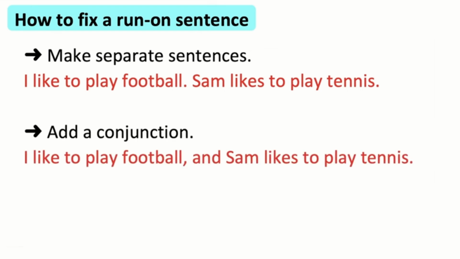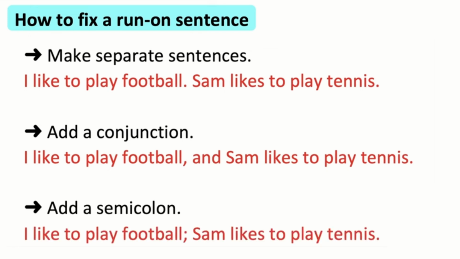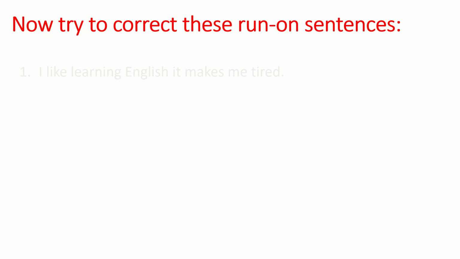Add a conjunction with a comma. I like to play football, comma, and Sam likes to play tennis. You don't need the comma if the 2 clauses are very, very short, but most of the time you need a comma. And then a semicolon, which we'll talk about more later. I like to play football, semicolon, Sam likes to play tennis.